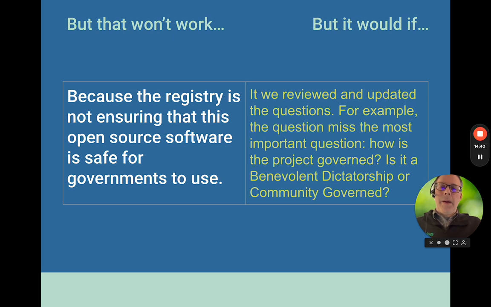It's not going to work because the registry is not ensuring that this open source software is safe for governments to use. But it would work if we reviewed and updated the questions. For example, the most important question is probably, how's the project governed? Is it a benevolent dictatorship or is it community governed? That's super important to know, and that question's never asked. But that's just one example. I think the questions really need to be revised.